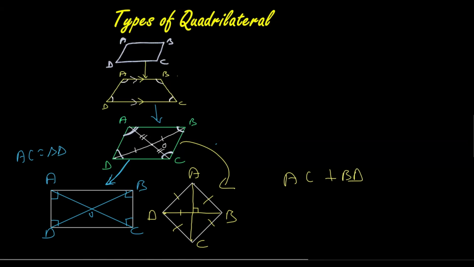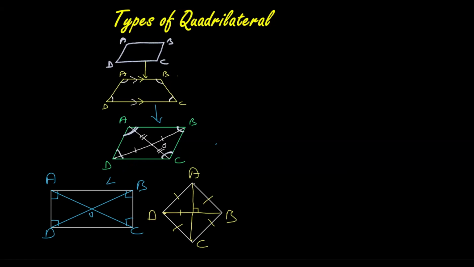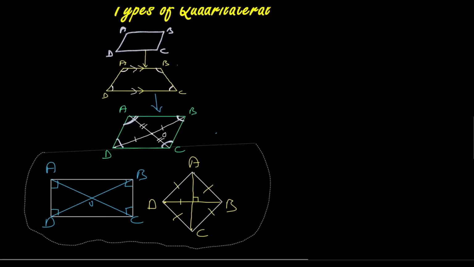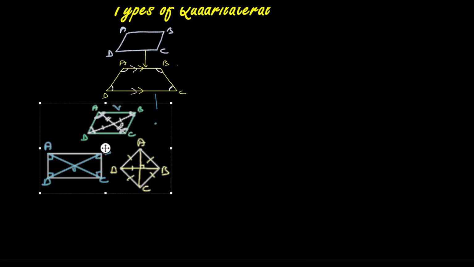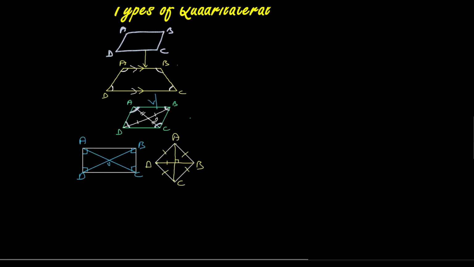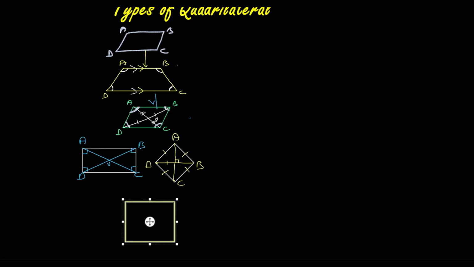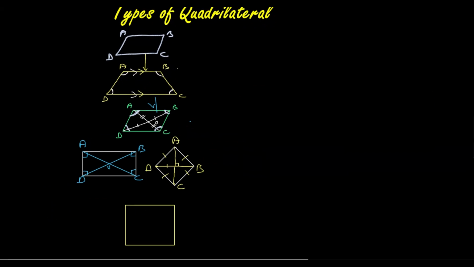Right. So now we can move to the next type of quadrilateral, or we can say special type of parallelogram, that is a square. Now, as you know, square is a special type of parallelogram. So what are its special characteristics? Whatever characteristics you had in rectangle and rhombus, if you club them together, it becomes a square.